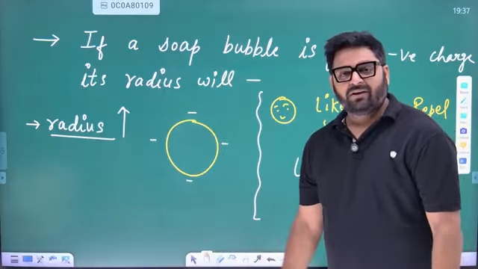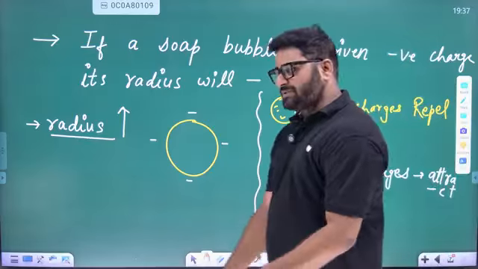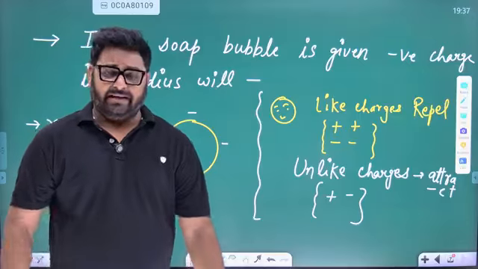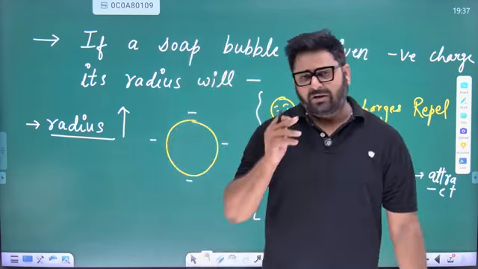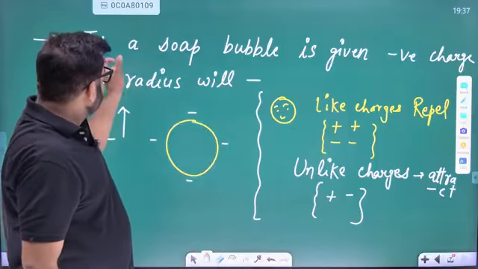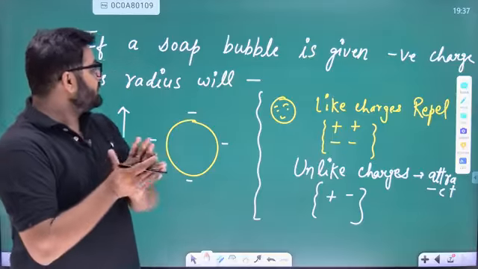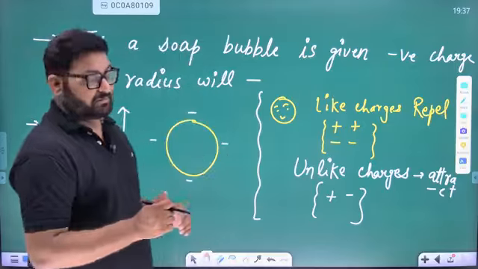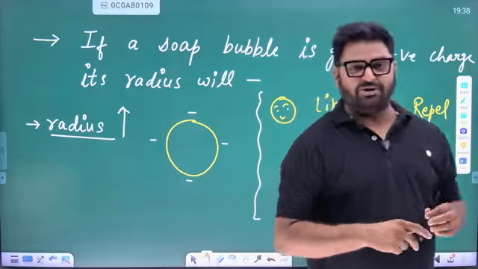Got it? Next question: if a soap bubble is given positive charge, its radius will... That is my specialty. I write one question, and the very next question I ask verbally, and you need to write it in your notebook. So if a soap bubble is given positive charge, then what will happen? Try to think. Increase, decrease, no change.